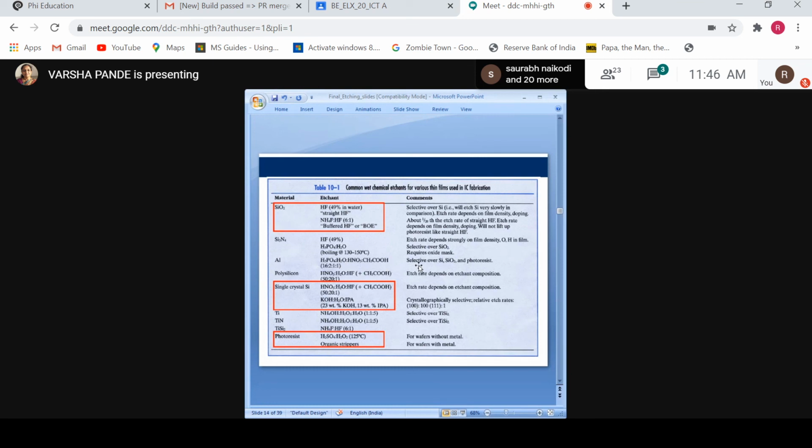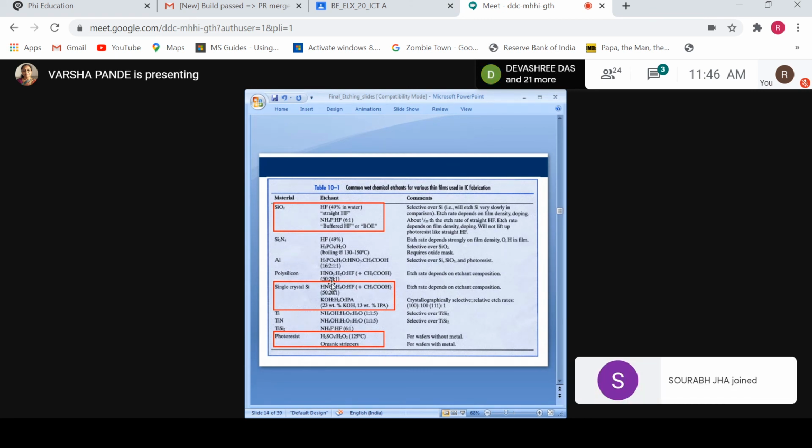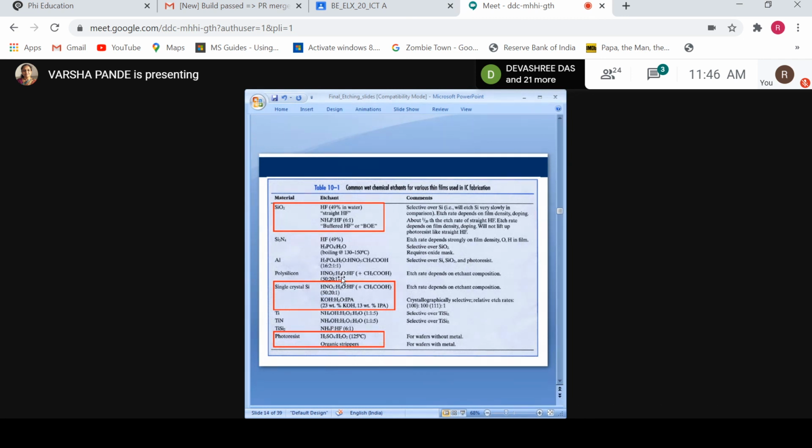Understood? What is meant by selectivity? Selectivity means we have to select such that only that particular material which we want to remove will get dissolved. Other materials should not get dissolved in that solution. So like this for aluminium, this type of solution is used. For polysilicon, again such a type of solution is used. Then single crystal silicon, meaning the silicon substrate itself, such a type of solution is used.